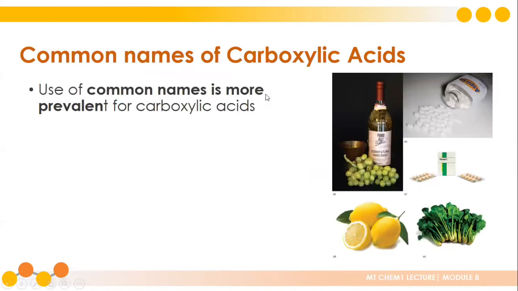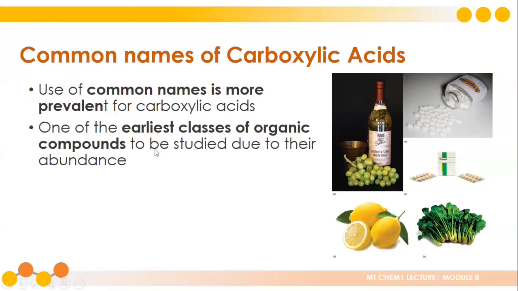Common names of carboxylic acids. The use of common names is more prevalent in carboxylic acids, unlike any other organic compounds. The reason for that is carboxylic acids are one of the earliest classes of organic compounds to be studied due to their abundance. Carboxylic acids can be found anywhere in nature and they can be easily studied. That's why they were the first ones to be classified.